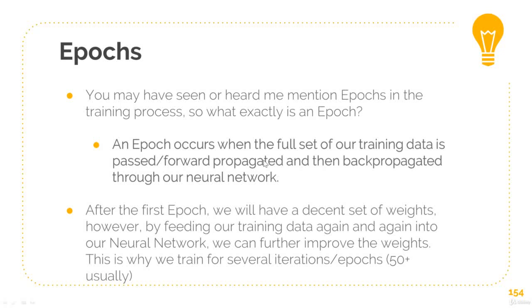So after the first epoch generally, we will have a decent set of weights. However, it's never enough. You need to train for several epochs over and over and over, continuously updating the weights so that we converge. And by converge, I mean get the lowest loss possible with those set of weights.